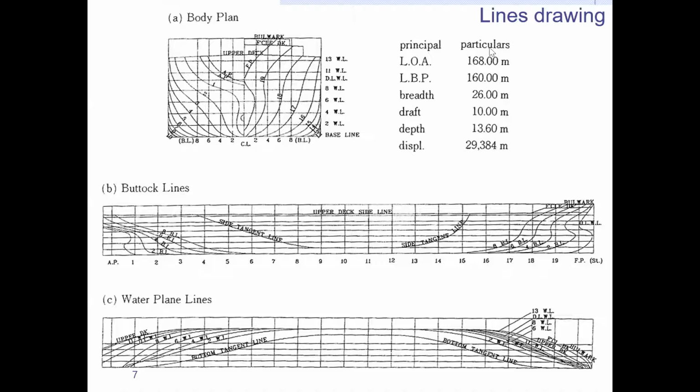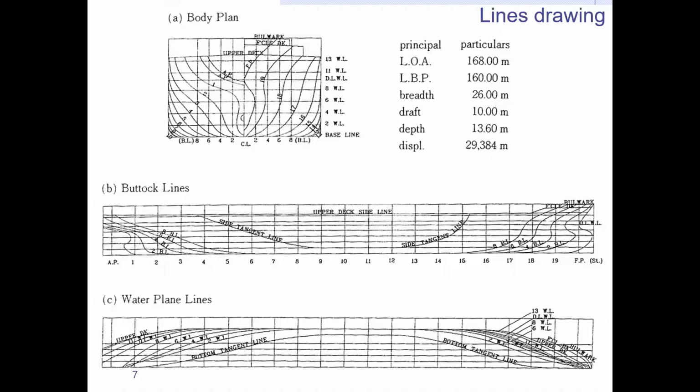And here at the right hand side, we call this the principal dimensions or principal particulars. LOA means length overall, the whole length, the maximum length of the ship. LBP is the length between perpendiculars. Perpendicular means AP and FP. We call these the fore perpendicular and after perpendicular. So between the two perpendiculars, there is a length. We call this LBP, length between perpendiculars. It's 160 meters. So the ship is big, but not so big.